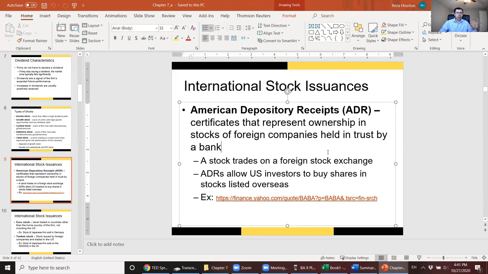That ADR is created by a bank, and that bank is buying up shares of the company's stock in the foreign market, and it's issuing U.S. shares that are backed by those foreign shares in a certain ratio. So if you buy shares of the ADR, you're buying essentially something that's backed by the shares of the stock in the foreign market.